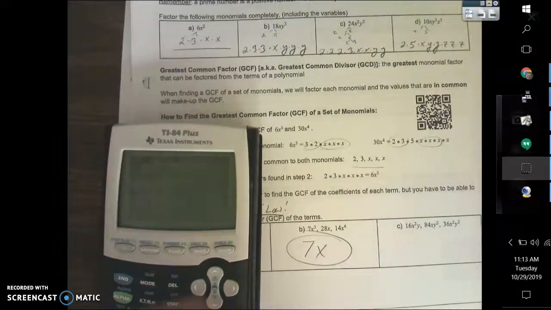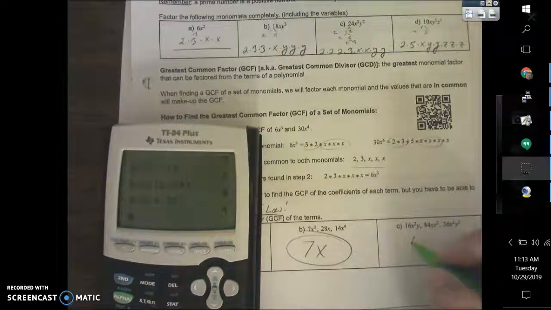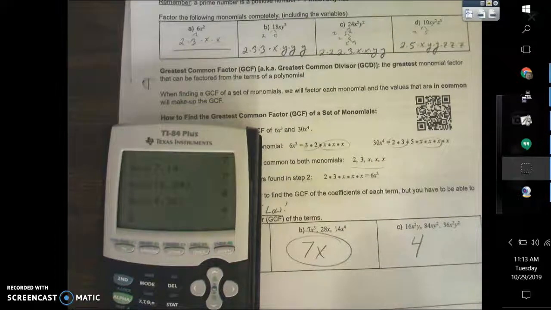One more time over here. Between 16, notice again, I'm going to keep repeating myself. I'm just doing the numbers here. GCD, 16. Make sure you remember that comma. 84. My answer is 4. Let's go again. Math. GCD, take your answer, 4, comma, 36. So my GCD between 16, 84, and 36 is 4.